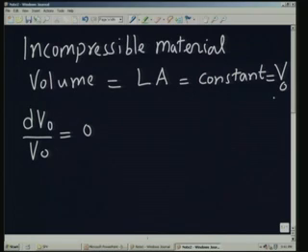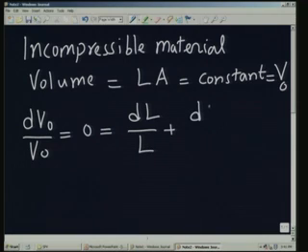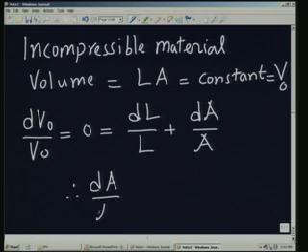and by logarithmic differentiation, which is familiar to us, this will be nothing but dL by L plus dA by A, and therefore, this is equal to 0. That means, dA by A equal to minus dL by L.